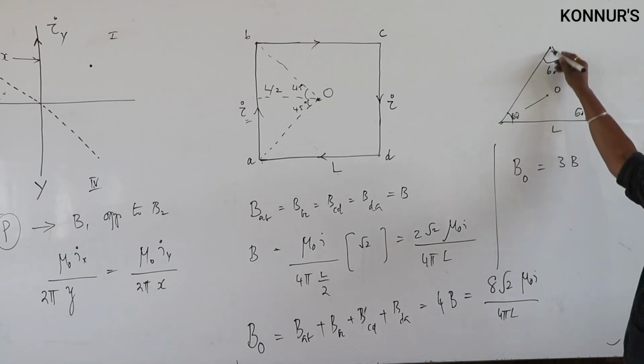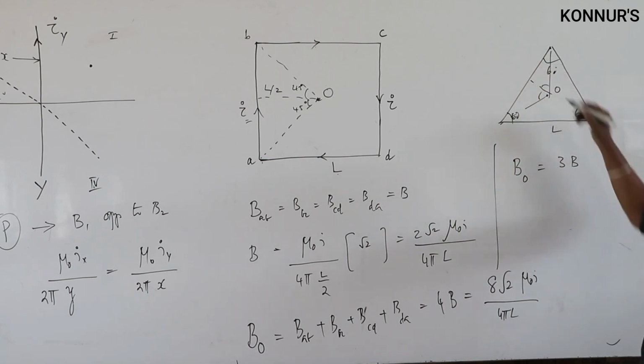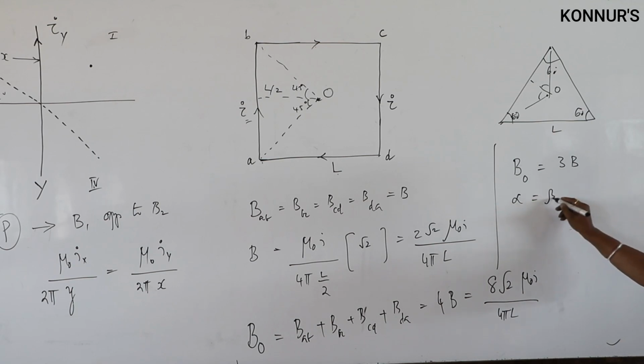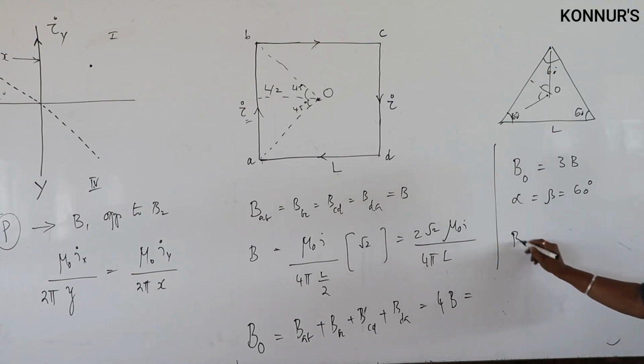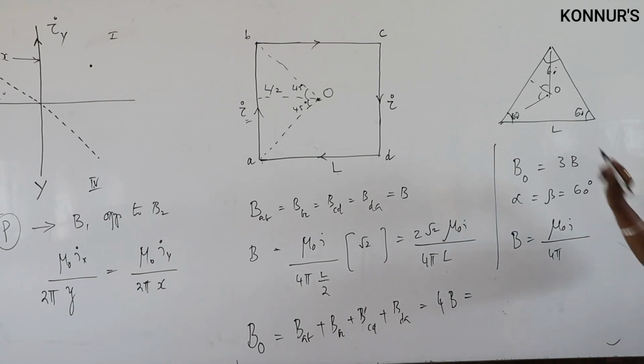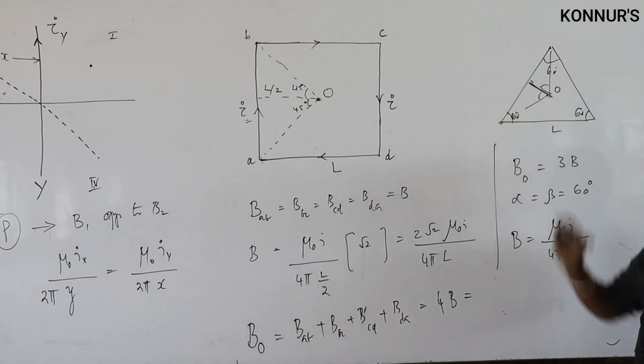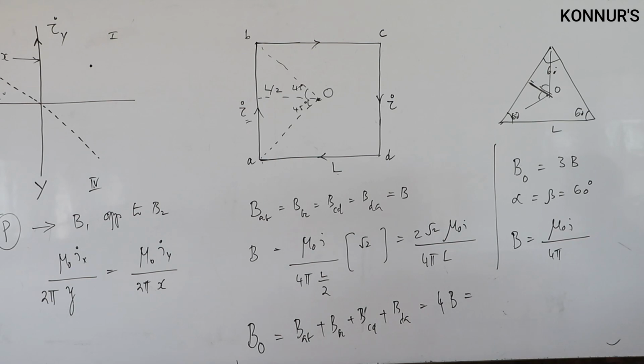The same if you write here, this angle is 120, therefore it means alpha is equal to beta is equal to 60 degrees. So what will be the answer that you get? Therefore B is equal to mu naught I by 4 pi. And what is this distance? The property of equilateral triangle, you remember? Centroid to the side, then you write it as L by 2 root 3 times.